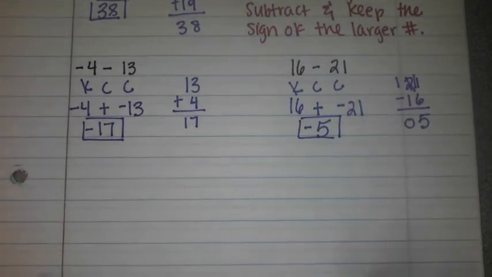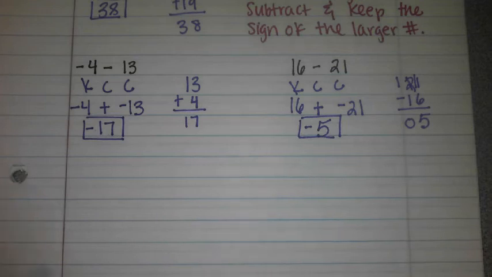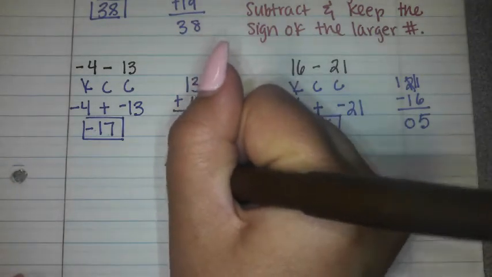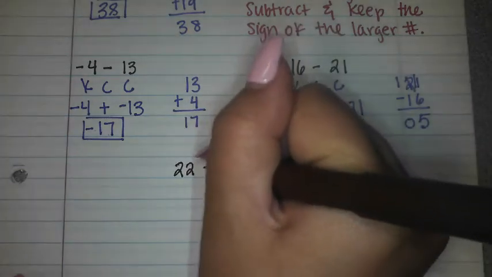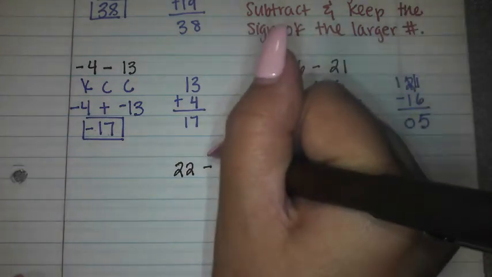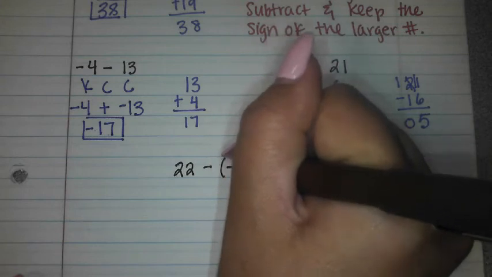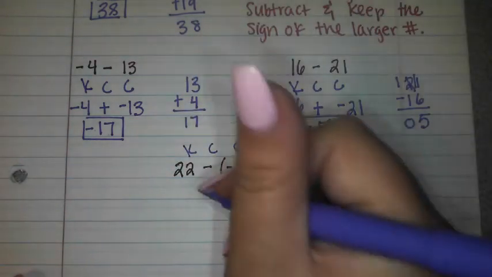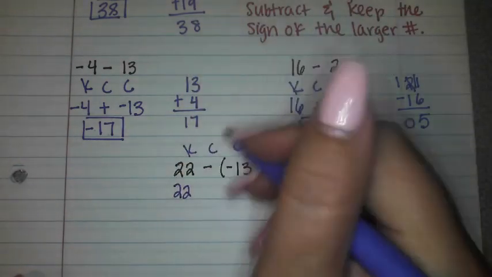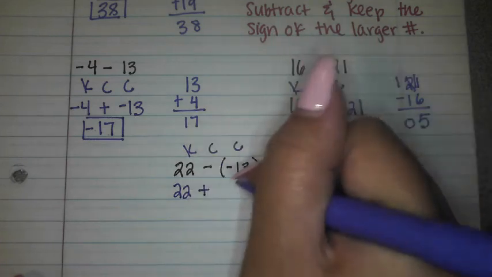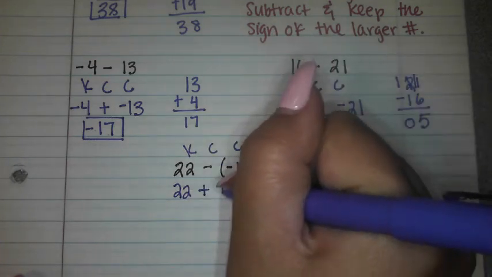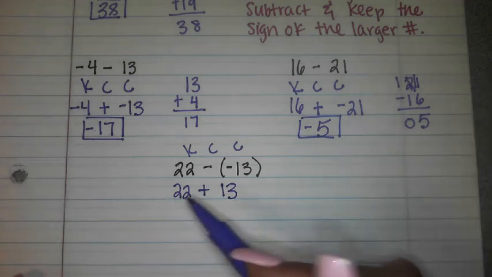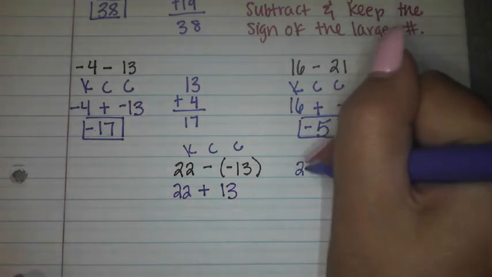All right, let's do one last one before I want you to go to your example. Let's say you have 22 minus negative 13. Again, we're going to do keep, change, change. Keep that 22, change that minus sign to a plus sign, change that negative 13 to a positive 13. My signs are the same, so I'm going to add them.